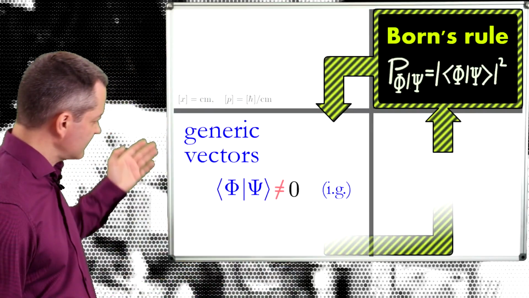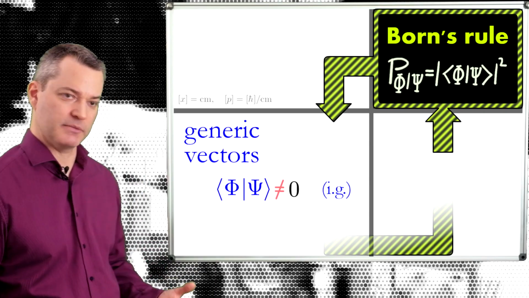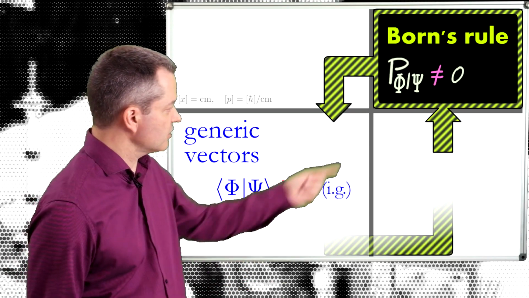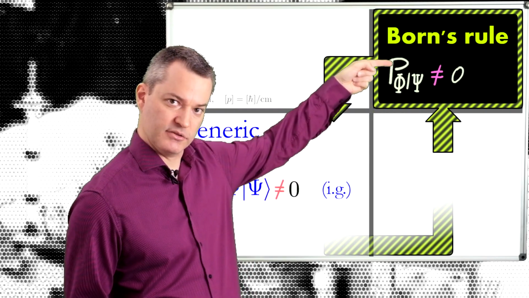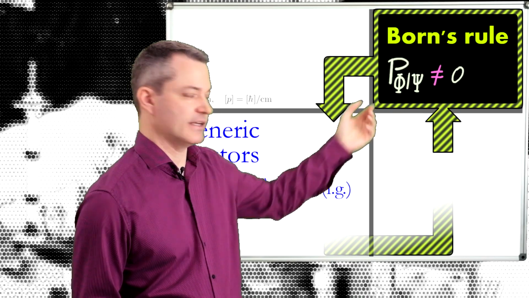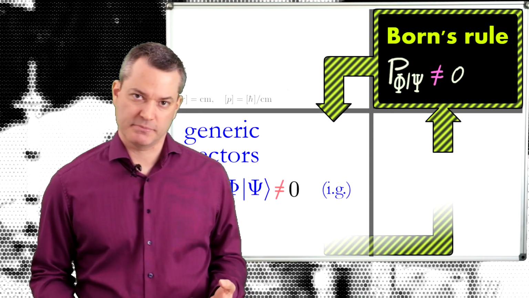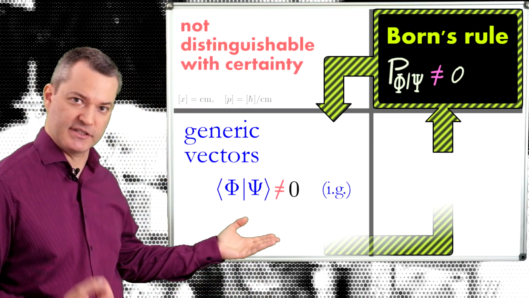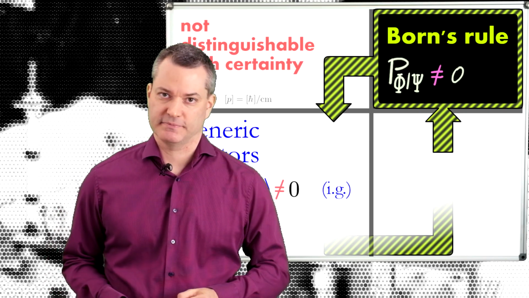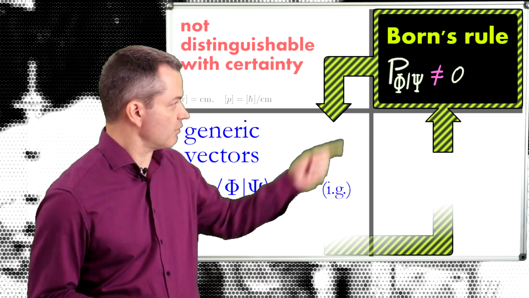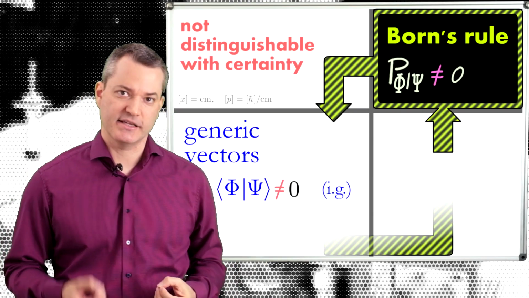In the generic case, two vectors phi and psi in the Hilbert space H will have a non-zero inner product with each other. By Born's rule, this means that knowing psi, there is a non-zero probability to observe the outcome represented by phi and vice versa. Consequently, the physical situations represented by the two vectors cannot be distinguished with certainty. This is not merely a statement of similarity. Rather, there is a non-zero probability that the physical situations represented by the two vectors are exactly the same.